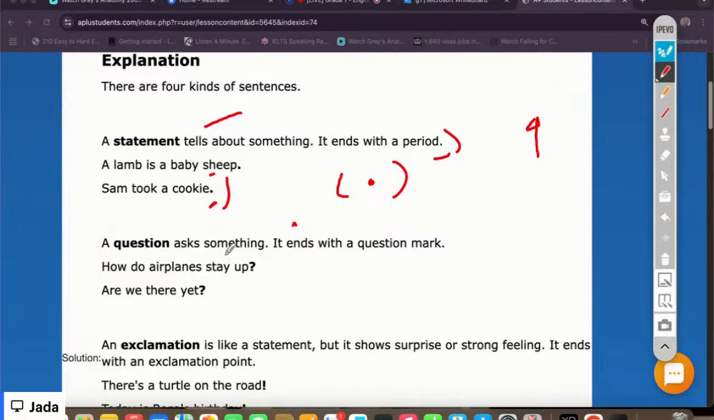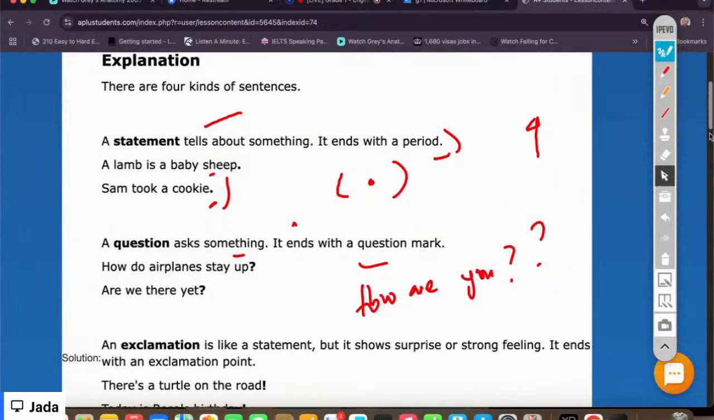Okay, so a question asks something, right? So it ends with a question mark. This is the question mark. If I ask you, how are you? That's a question and it will end with a question mark. That's the right end mark for a question. So you need to take note of the proper end mark for each of the sentences. For a question it is the question mark because it's asking us about something.